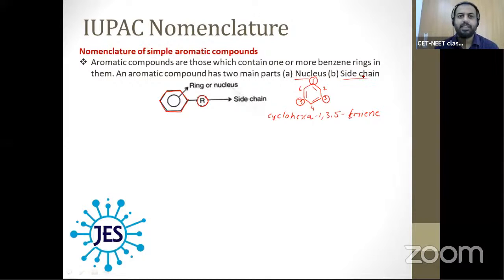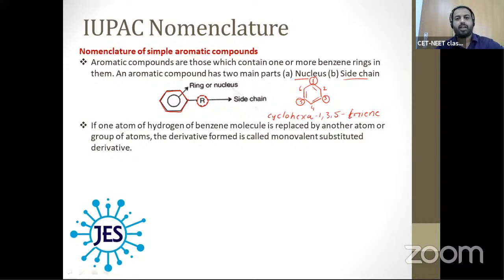Let us take up some simple examples. We now know benzene itself is the official IUPAC name, and all other compounds are named as derivatives of benzene. When one hydrogen atom of benzene is replaced by another atom or group of atoms, then you call it a mono-substituted derivative of benzene. Mono means 1. You remove one hydrogen, replace it with another atom or a substituent group. That's what is called mono-substituted benzene.